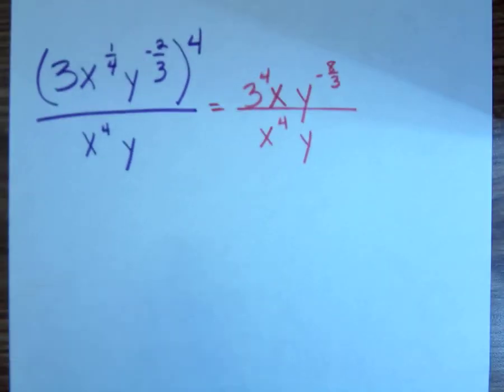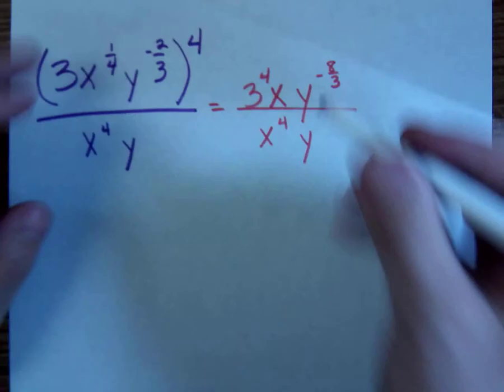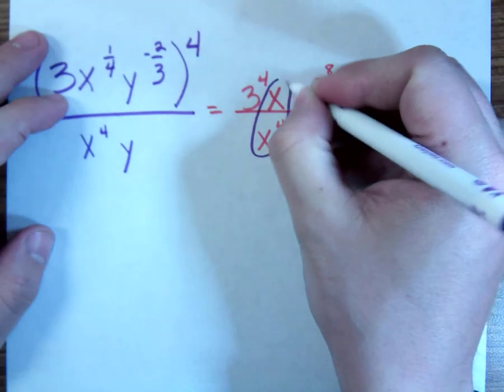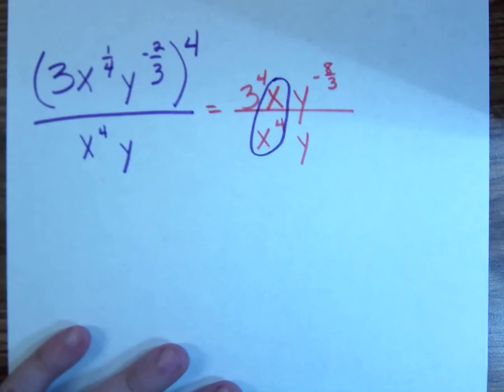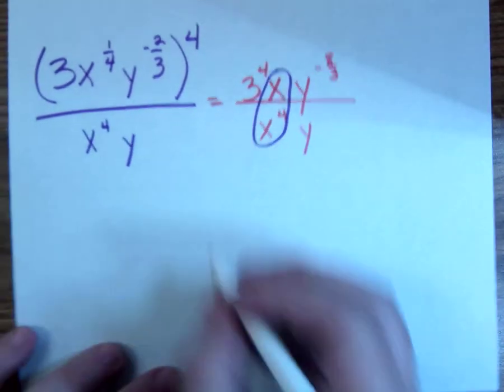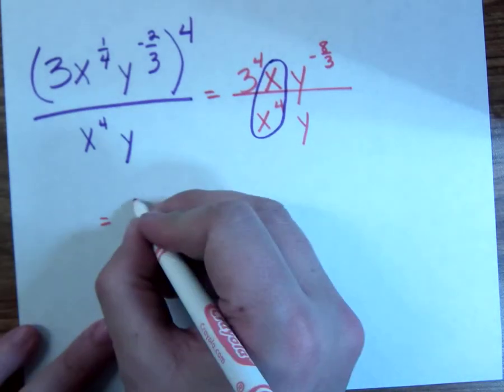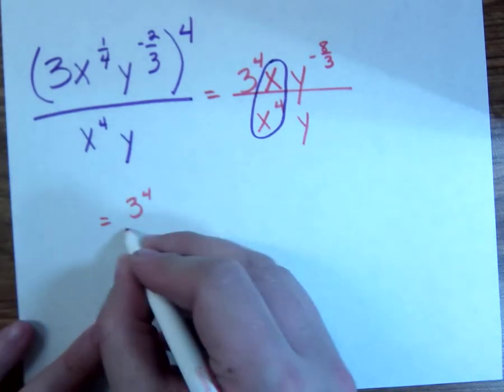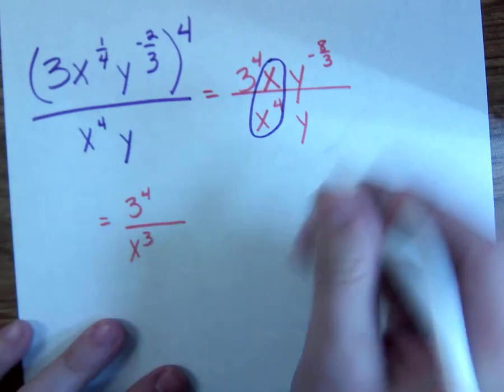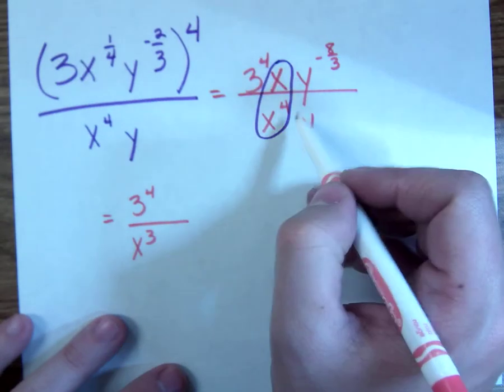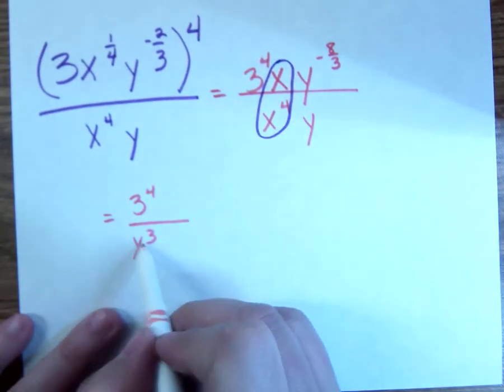Normally I'd be done, except I've still got some x's on the top and bottom, and I got some y's on the top and bottom that I need to put together. What's the deal with the x's? I got one x on the top and 4 of them on the bottom. That's 3 on the bottom, exactly right. So I'm going to have 3 to the 4th. I'm just going to write that as 3 to the 4th for now. And then I have x to the 3rd on the bottom. I had 1 on the top and 4 on the bottom, so the 1 on the top cancels with 1 of the 4 on the bottom, leaving me with 3 on the bottom.